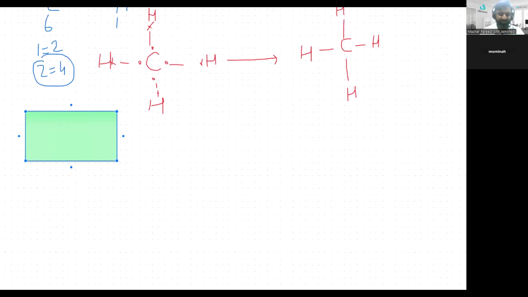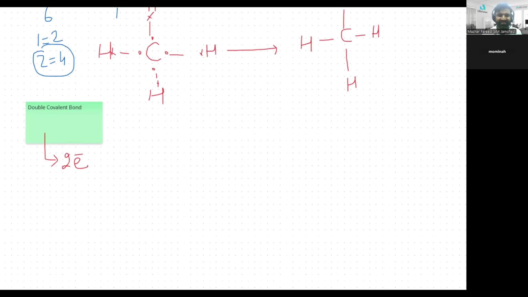Double covalent bond. How will you define a double covalent bond? In a double covalent bond, two electrons from each atom are involved in the mutual sharing of electrons. Two electrons are needed to become two covalent bonds. So we see the example of O2, oxygen.